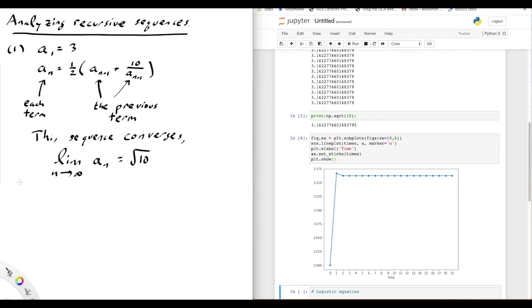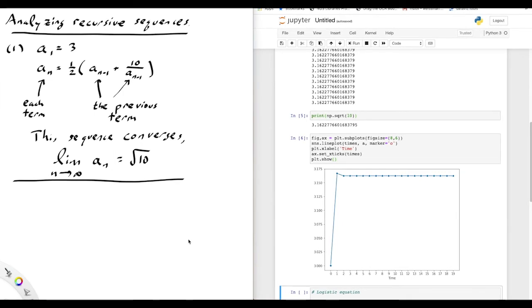Now I want to show you another sequence using Python. The next sequence that I want to show you is one that occurs in a homework. It's called the logistic sequence, or the discrete logistic equation. And this works by saying, let's let a sub 1 be some small number. You might take 0.1. It doesn't actually have a great effect on it as long as it's pretty small.